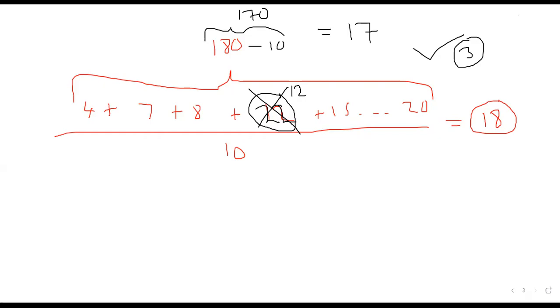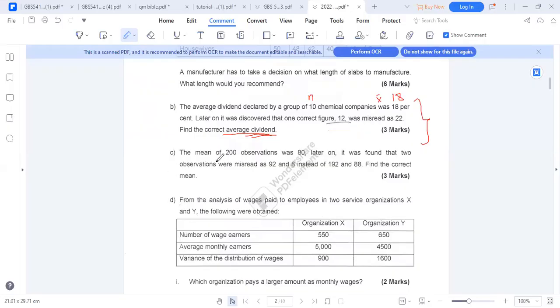All right, so let's go to this question, part C. The mean of 200 observations was 80. People were confusing which one is the mean between these two. Before I go on, which one is n and which one is x bar? The n is the 200, good, and then the x bar is 80. Exactly. So the mean for 200 observations was 80.